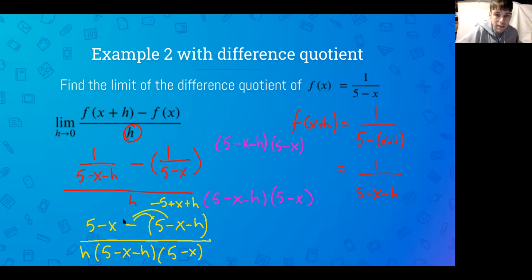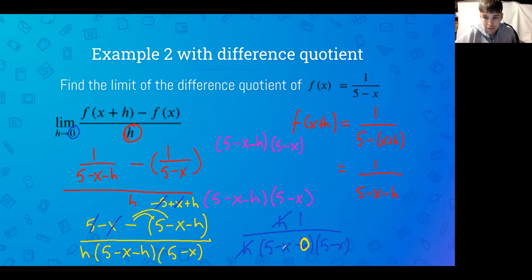And we can see what cancels: the positive 5 and the minus 5, the negative ax and positive x. So just h on the top over h on the bottom, 5 minus x minus h over 5 minus x. The h's cancel, we've got 1 on the top now, and now it should be no problem to directly substitute. Since we canceled out that h in the bottom that was causing our issues, we plug in a 0 where this h is.